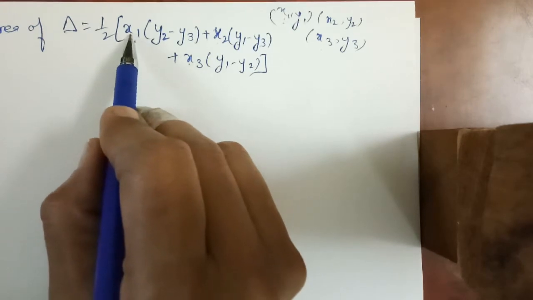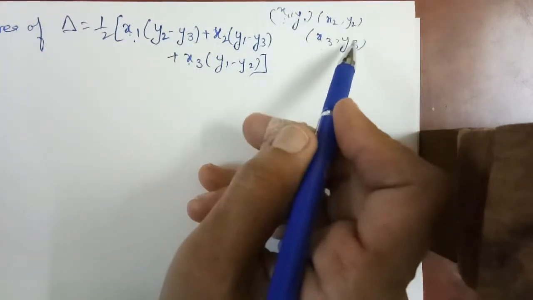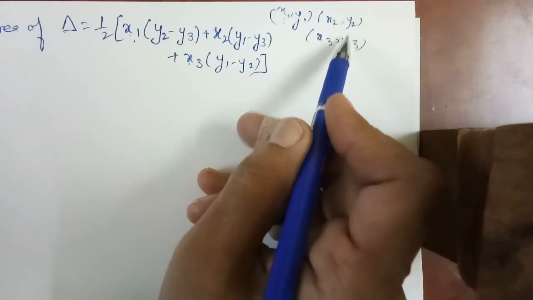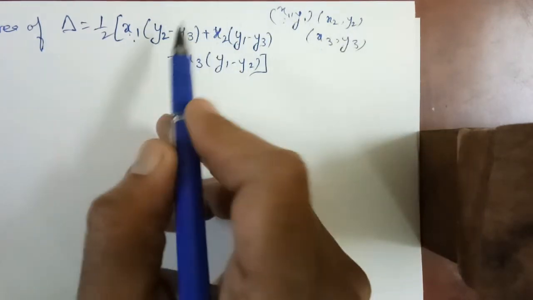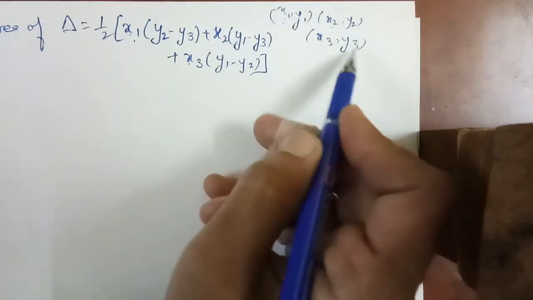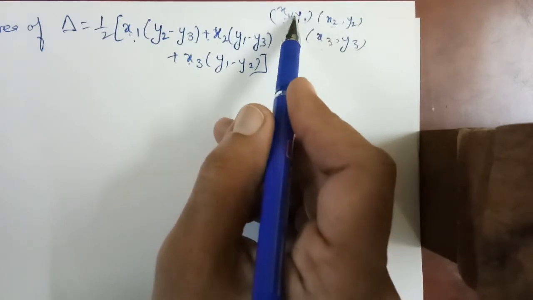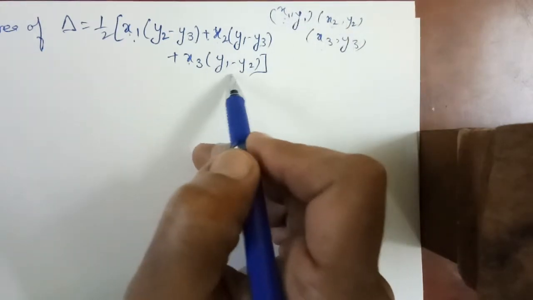Means if x1 is adjusted, we have to adjust the ordinate points of the other coordinates. If x2 is adjusted, then the other ordinate points y3 and y1. If x3 is adjusted, then we have to adjust y1 and y2.